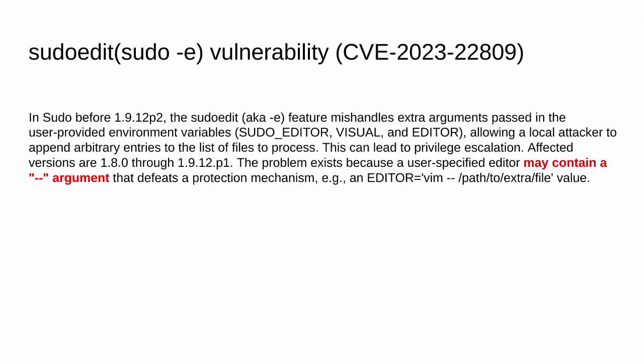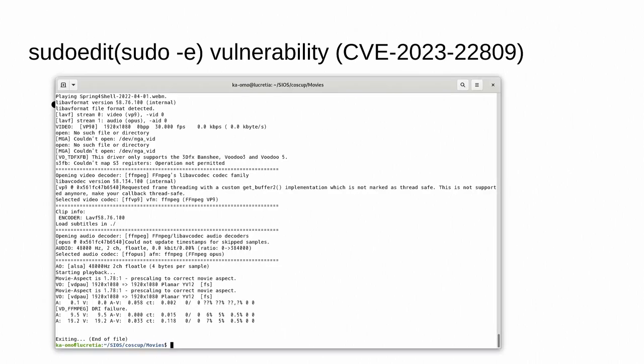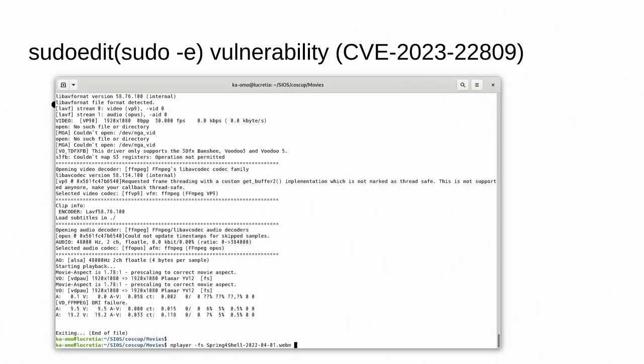Sudoedit. Five minutes, okay, sudoedit. If you put the double-dash argument in the environment variables, then sudo will work, and you can edit anything as a root account. Demonstrations, not so much time, so just skip.